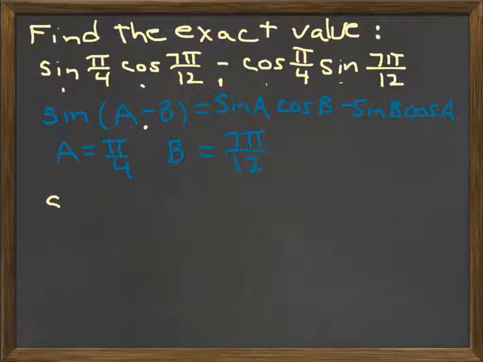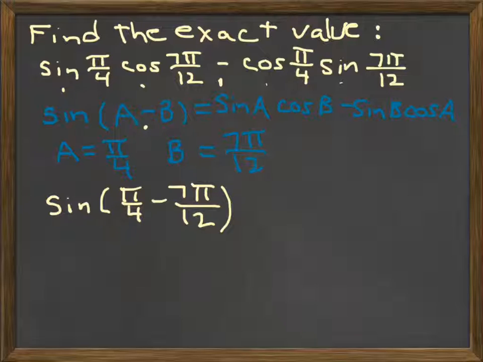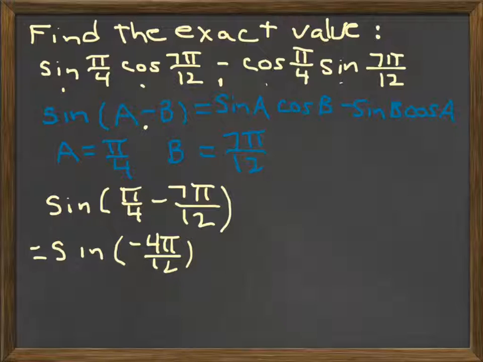And so I can rewrite the expression at top as pi fourths minus 7 pi over 12. And since pi fourths is the same as 3 pi twelfths, this is negative 4 pi twelfths, or the sine of negative pi thirds if I put that in lowest terms.